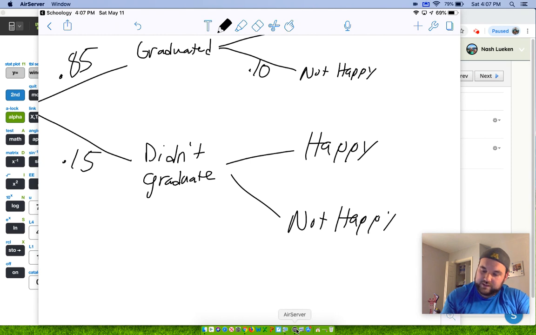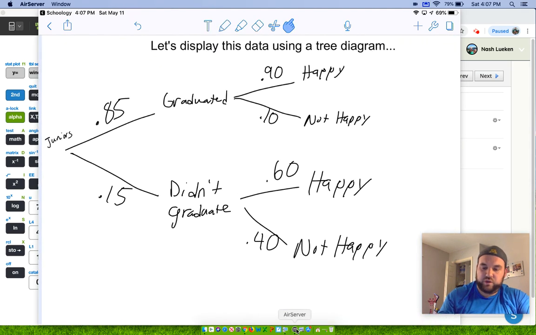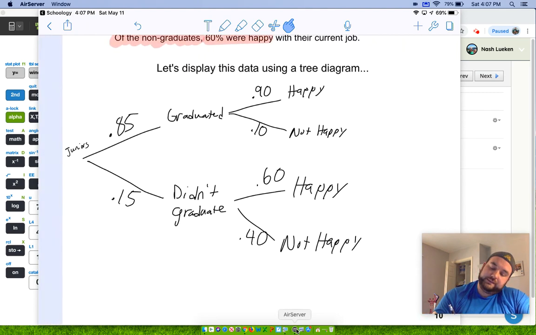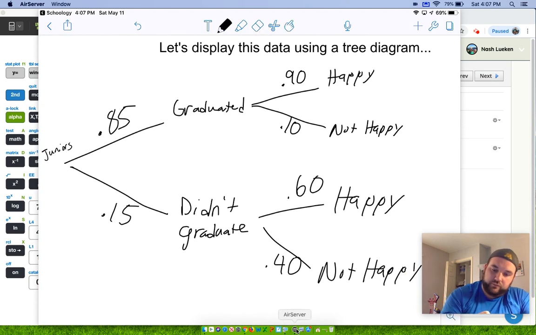And we see that 60% were happy, which means that 40% were not happy. Okay, so here's a tree diagram that we have for this information. Now, I want to label a couple of things here. Okay, so this is the probability that a student graduated is 85%.